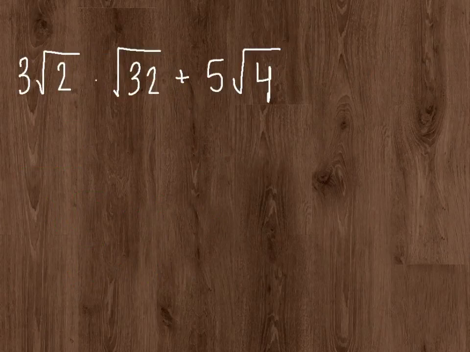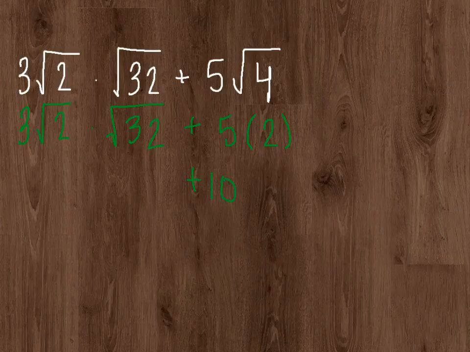Now I type in square root of 2 and I get a decimal, so I leave it as 3 square root of 2 times. I type in square root of 32 and I get a decimal, so I leave it as square root of 32 plus. Square root of 4 is going to be 2, so I'm going to change that and put it in parentheses. But I remember that I still have this 5 out in front that's being multiplied. Now I'm going to do 5 times 2, which is 10.